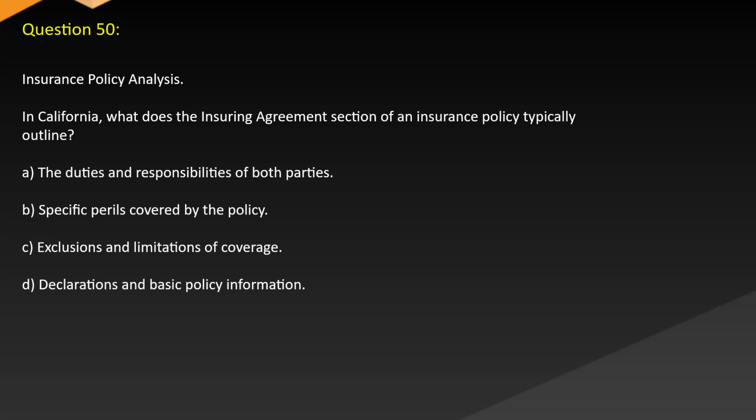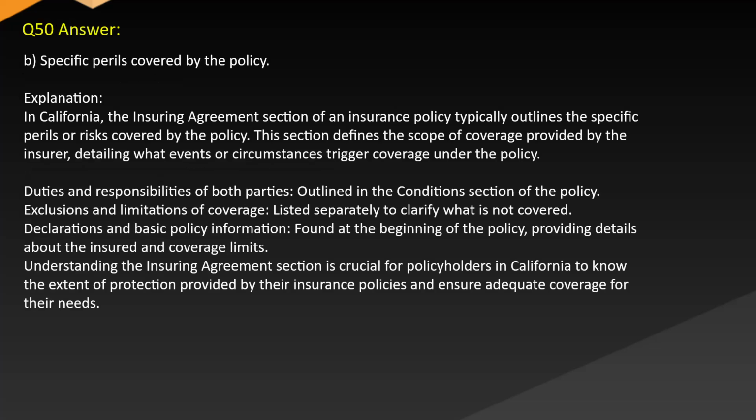In California, what does the insuring agreement section of an insurance policy typically outline? A. The duties and responsibilities of both parties. B. Specific perils covered by the policy. C. Exclusions and limitations of coverage. D. Declarations and basic policy information. Answer: B. Specific perils covered by the policy.